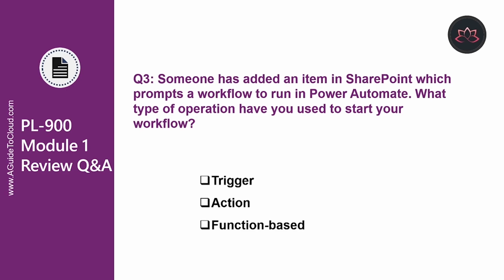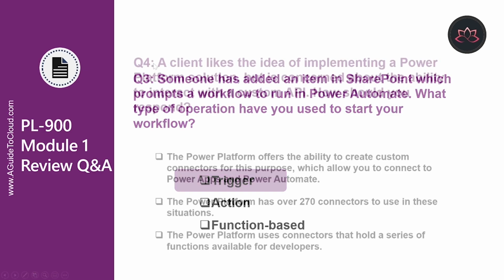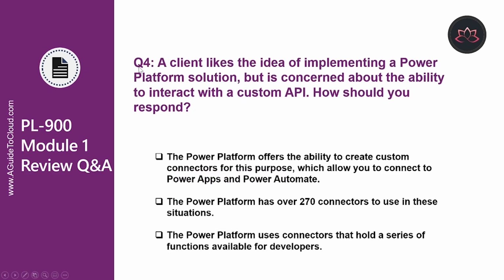Someone has added an item in SharePoint which prompts a workflow to run in Power Automate. What type of operation have you used to start your workflow? Is it function based? No. Is it an action? Definitely not. So the correct answer is trigger. A trigger is an operation that tells a workflow to begin or prompt some type of an action. Let's look at the last question for this module.